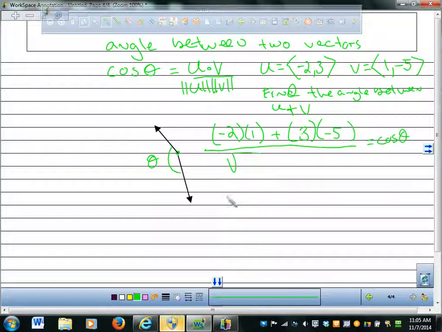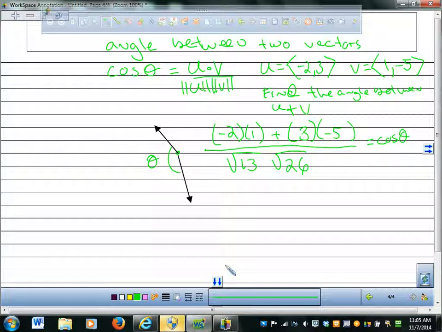What's the magnitude of u? Square root of 13. What's the magnitude of v? Square root of 26. Okay. So how did I get those? Any questions on how I got those?